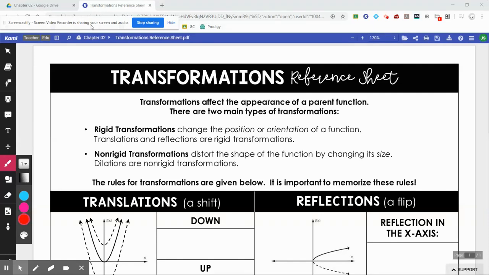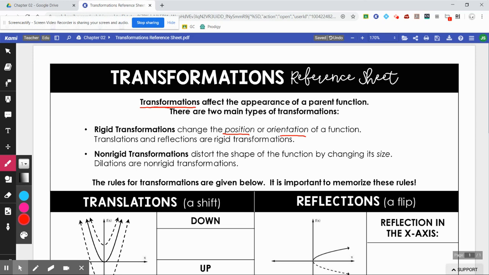In this video, we're going to be completing our reference sheet for transformations. If you don't remember, transformations affect the appearance of a parent function, and there are two main types: rigid and non-rigid. Rigid changes the position or orientation. It moves it up or down, left or right, or it might spin it. Translations and reflections are rigid transformations.